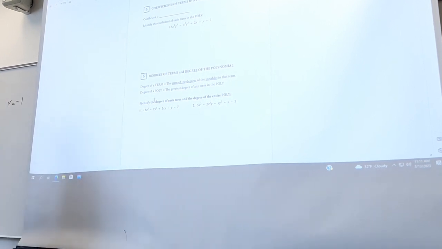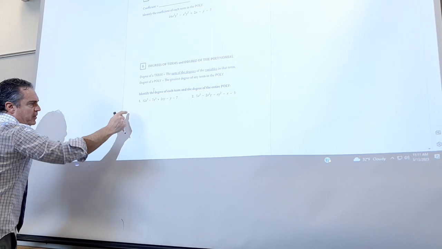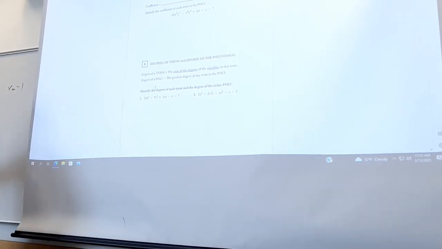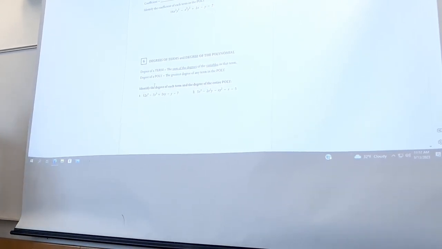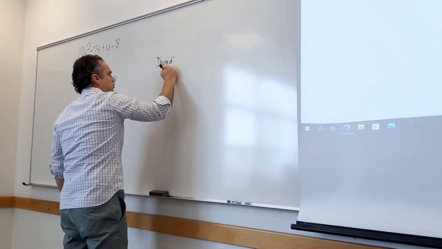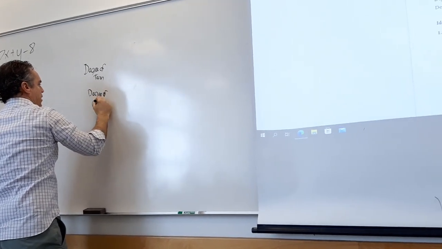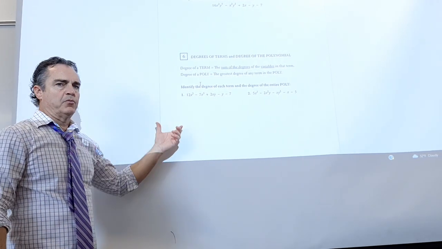So what I want you to do right now, just right here in this column, is write degree of term, and down here write degree of poly, okay? Degree of term, degree of poly. I'll write it as well. So we're going to have degree of term, and you can write degree of the entire poly. So just write degree of poly, right?